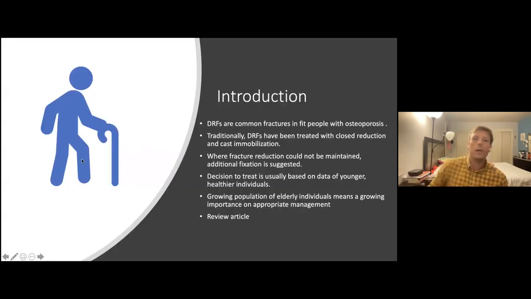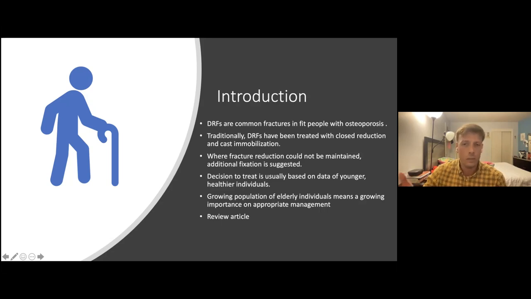So, introduction. Distal radius fractures are common fractures in people with osteoporosis. I just want to make the note that every time I talk about any patients, we're talking about osteoporotic patients and the elderly population. So this does not apply to younger patients.